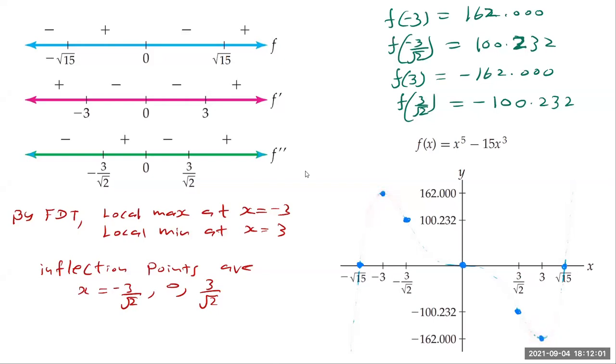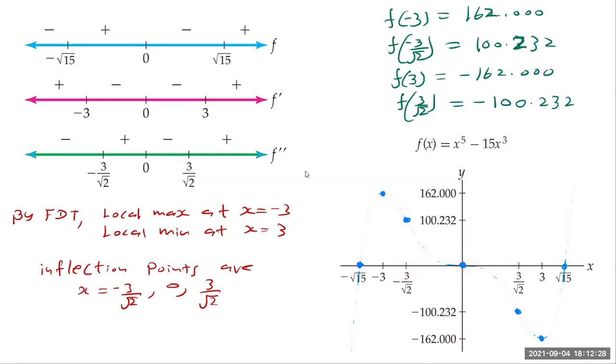And also these are the inflection points, this point and this point. And of course, I can find the function value at this point by plugging this number in my function. So that value would be 100.232. Similarly, by plugging in this point, we will get the desired y value. And these are the inflection points. That means your function changes the concavity.